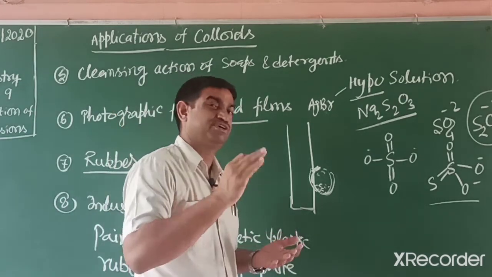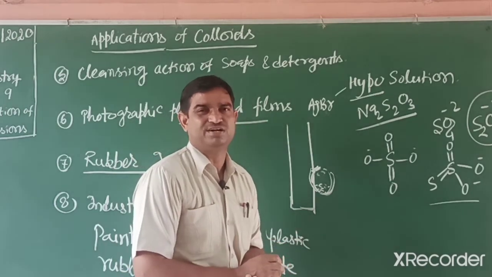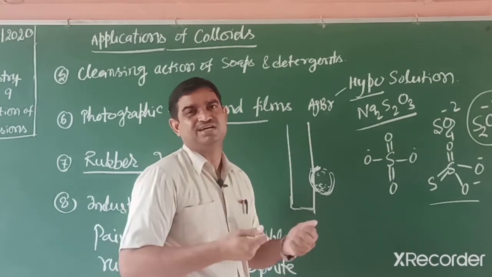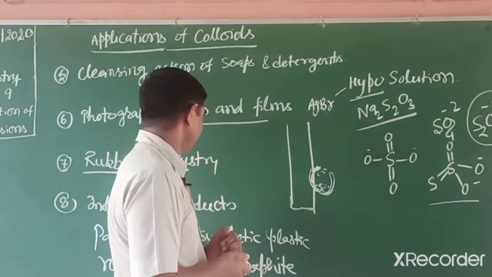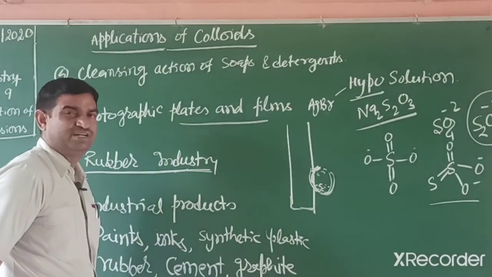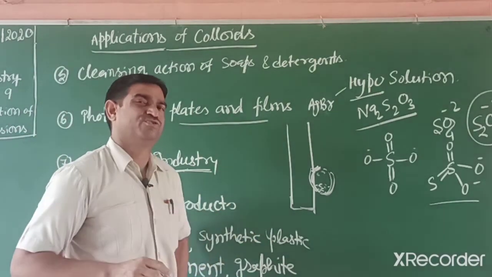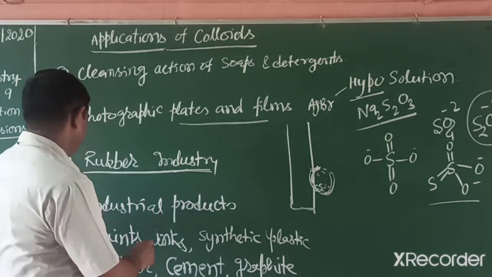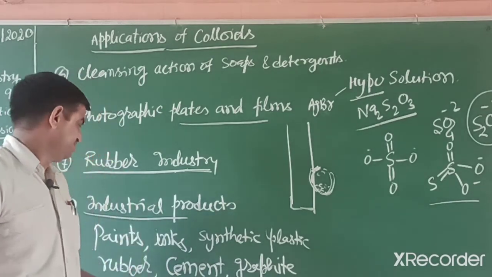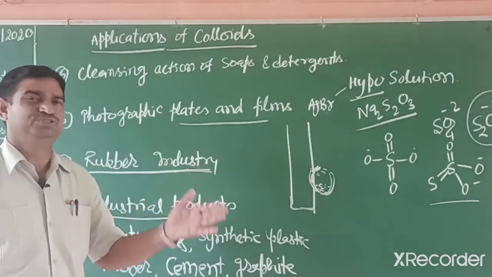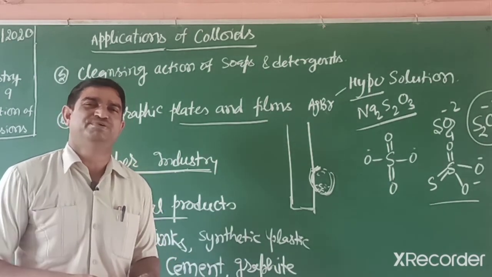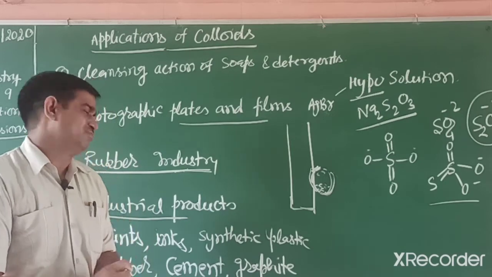If they mix some sulfur, that is vulcanized rubber, and if we mix some other substance, then its strength and durability increase. So we use it in the rubber industry; latex is also a colloidal sol. Another use is in different industrial products, like paints we use in our daily life, such as Asian Paints and enamel paints; they are in colloidal form.